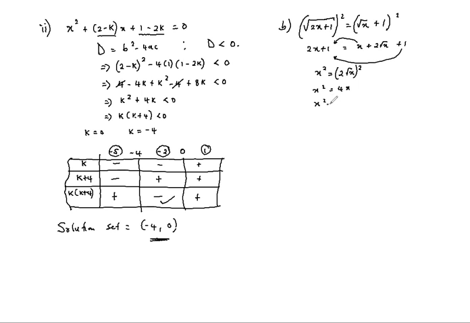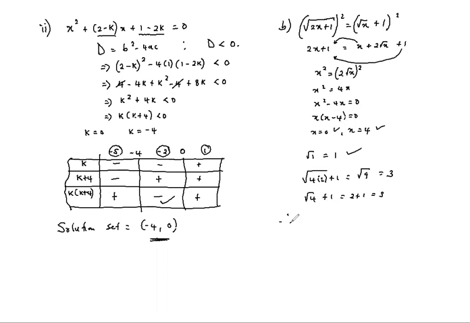Then now you have x squared minus 4x is 0. So you have x times x minus 4 is 0. So x is 0 or x is 4. Then you try and see if it's true. If x is 0, you have root 1 is equal to 1, which is true. If x is 4, on the left you have 2 times 4 plus 1, which is 9, which gives you 3. On the right hand side, you have root 4 plus 1, which is 2 plus 1, which is 3. So both of them are correct. So you say, therefore, x is equal to 0 or x is equal to 4.